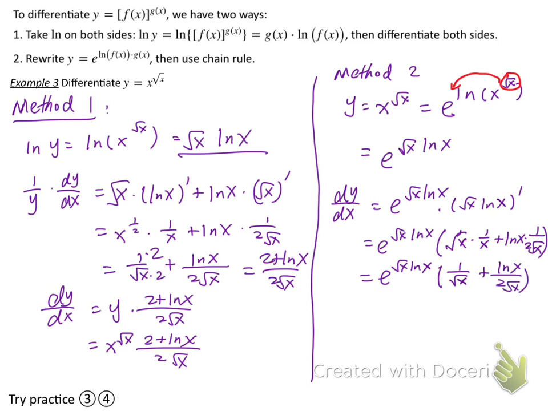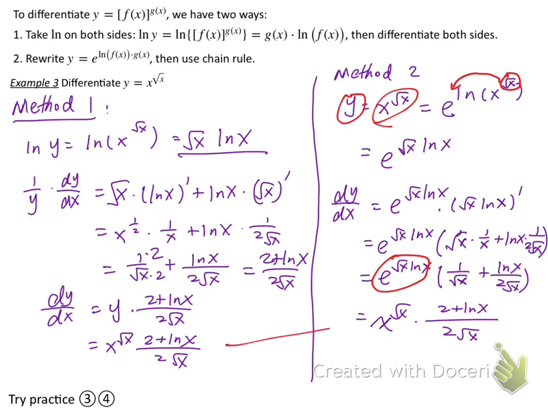But remember, this thing was y, or x to the square root of x. So it's still x to the power of square root of x times 2 radical x, 2 plus ln x. So I get exactly the same answer in 2 different ways.